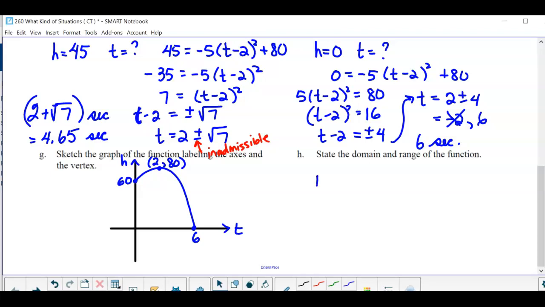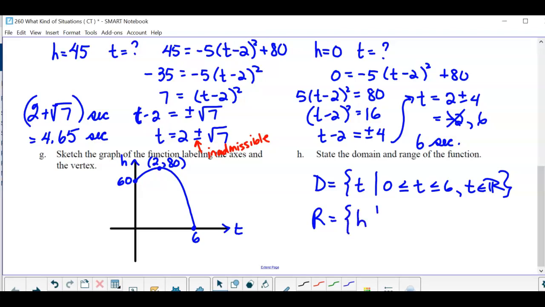State the domain and range. So domain in this case is time. So that's between 0 and 6. Again, just for this particular application. Obviously, domain for any parabola is all real numbers. Then the height, that's between 0 and 80.